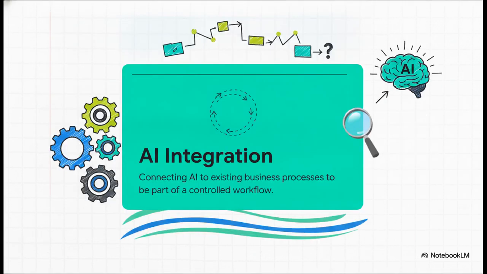Let's slow down for a second, because this definition is absolutely crucial. AI system integration means connecting AI to your existing business processes so it becomes part of a controlled workflow, not just an isolated tool. Proper integration removes friction. It's not about asking a staff member to copy info into an AI tool, wait for an answer, copy it back, and manually email a client. No, proper integration means AI supports the work seamlessly without creating extra manual steps for your team.